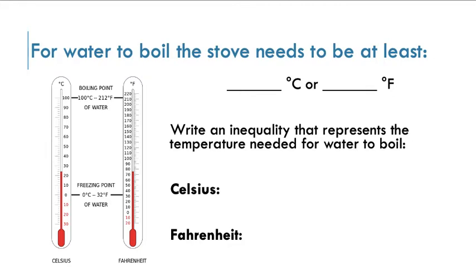Afterwards, you're going to write an inequality that represents the temperature needed for water to boil. So again, inequality is when we use symbols such as less than, greater than, less than or equal to, greater than or equal to. All right, so because we're not talking about a specific temperature, X is either going to be less than, greater than, less than or equal to, greater than or equal to blank. So I want to know what it would be in order for the stove to be hot enough to boil water.